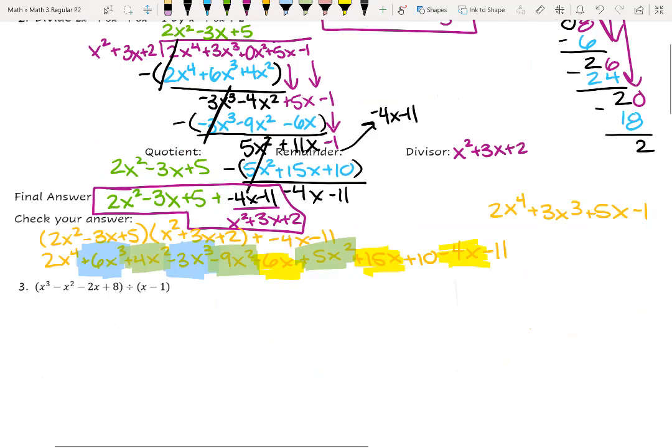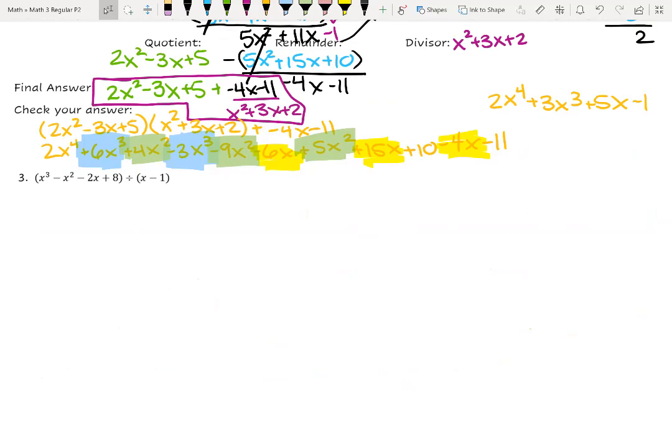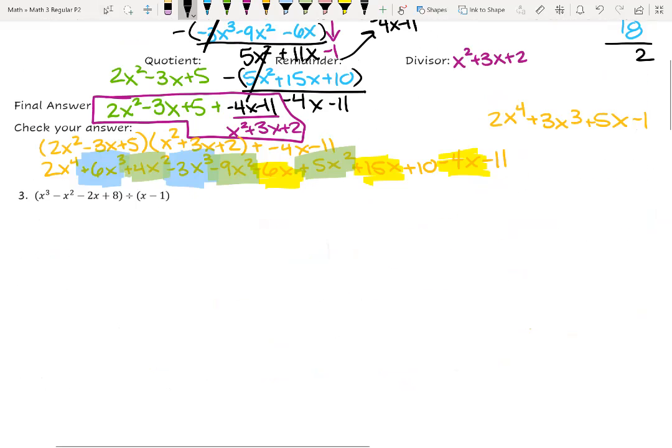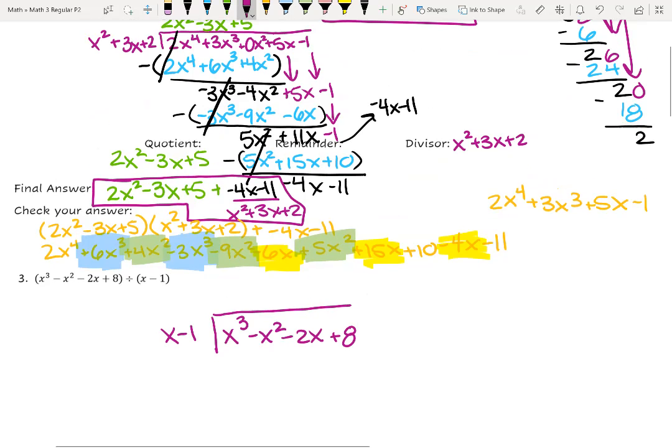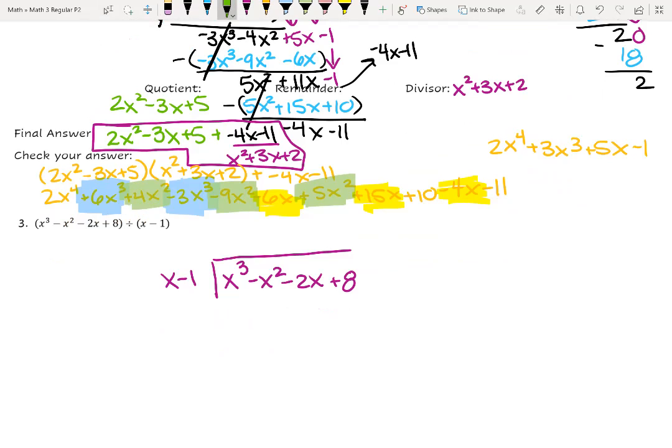All right, so let's do one more. I'm going to do the x cubed minus x squared minus 2x plus 8. All right, I did hit every exponent on the way down. That's a good sign. And it is all divided by an x minus 1. Okay, so if I just look at the first term, x times what is x cubed? So x times x squared is x cubed.